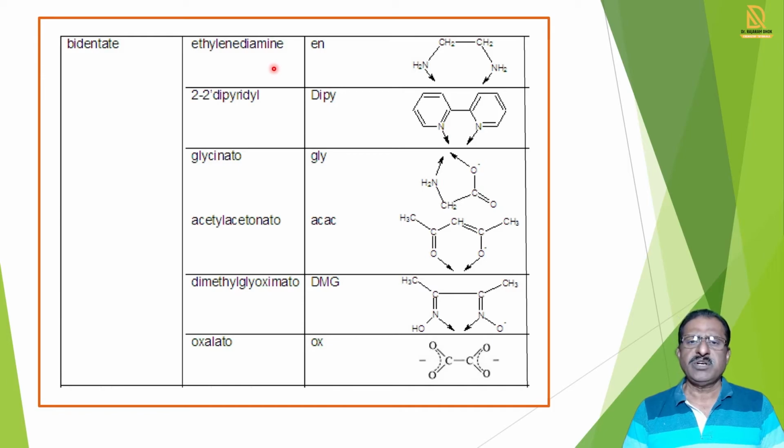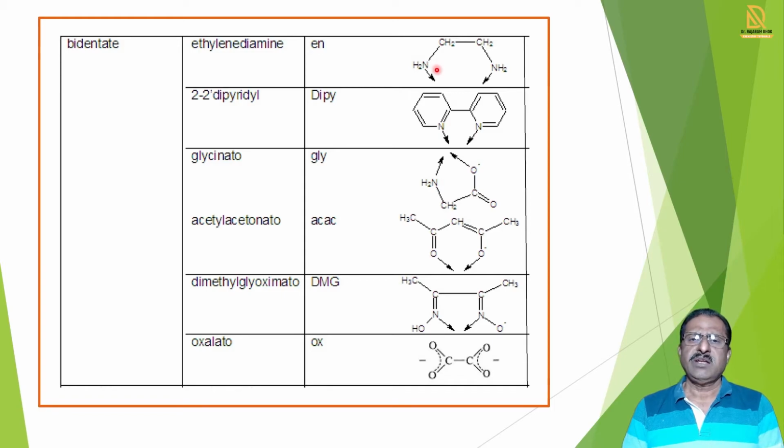In that, the first example is ethylene diamine. Ethylene diamine is denoted by its short form or abbreviation EN, and its formula is NH2CH2CH2NH2. In this formula, two nitrogens are the donor atoms. These two nitrogens attach with the central metal, and so this is an example of a bidentate ligand.